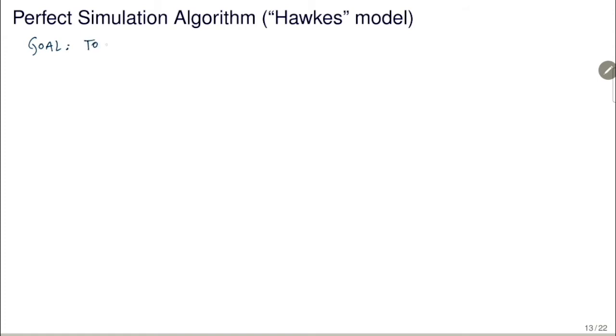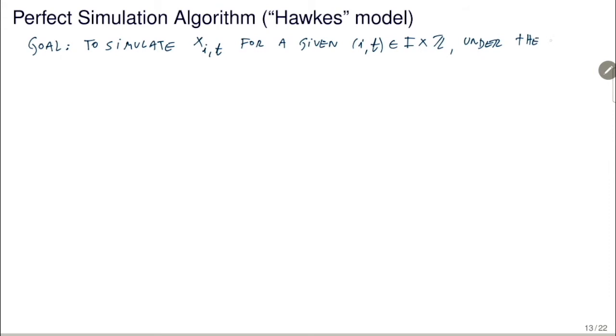So the goal is to simulate the variable x_it for a given pair it, where i belongs to the set of neurons and t is a time index in the set Z. I want to simulate x_it under the invariant distribution.